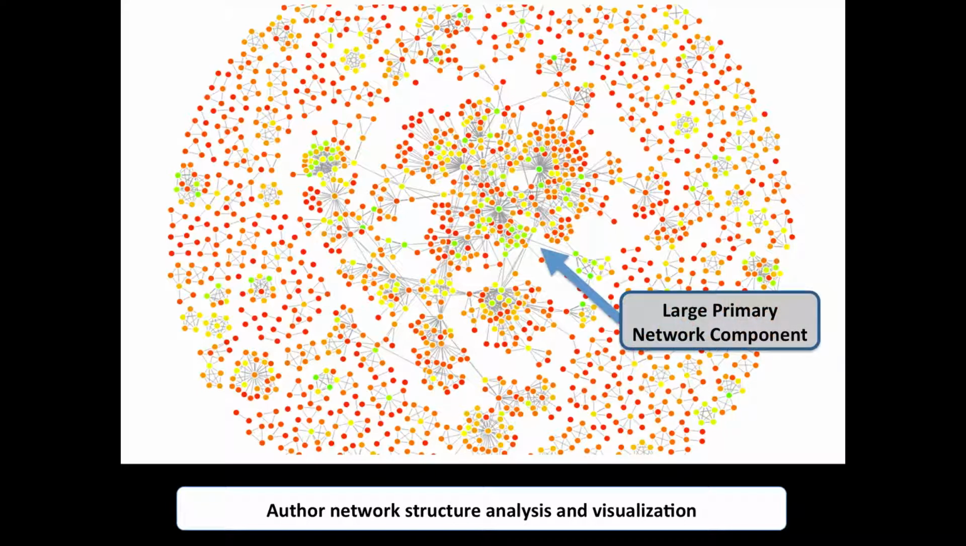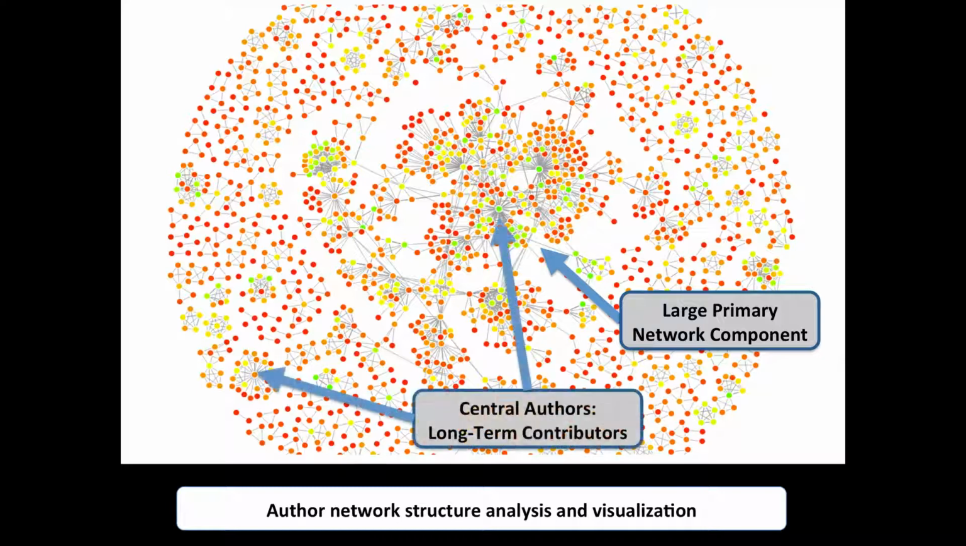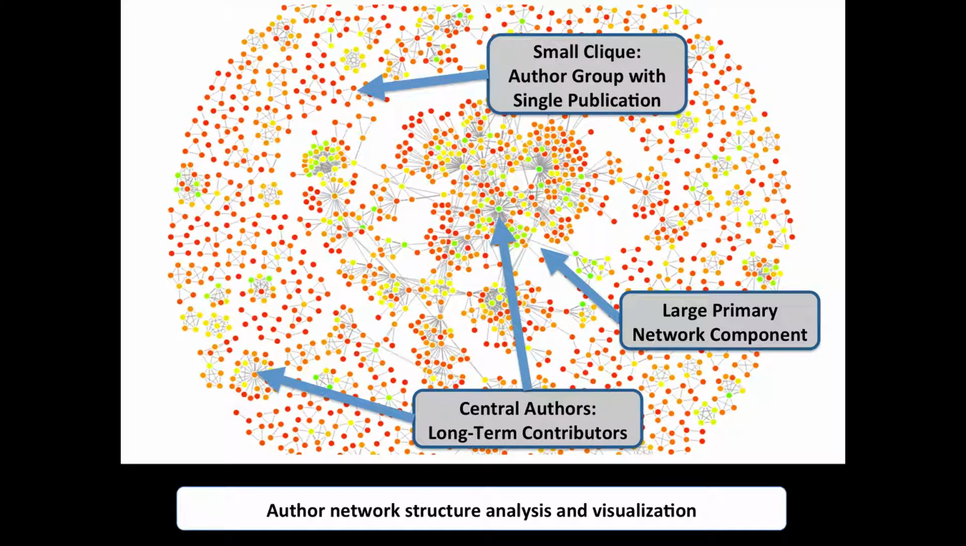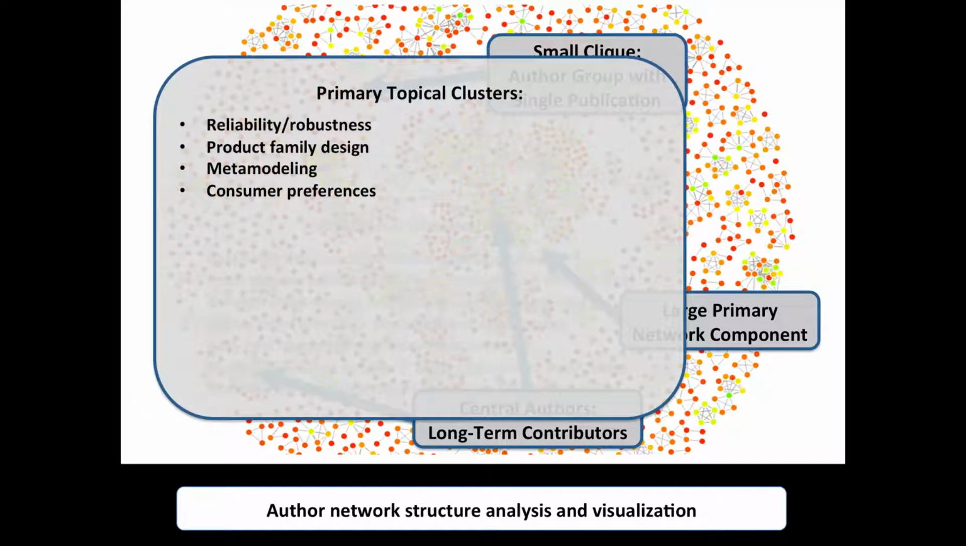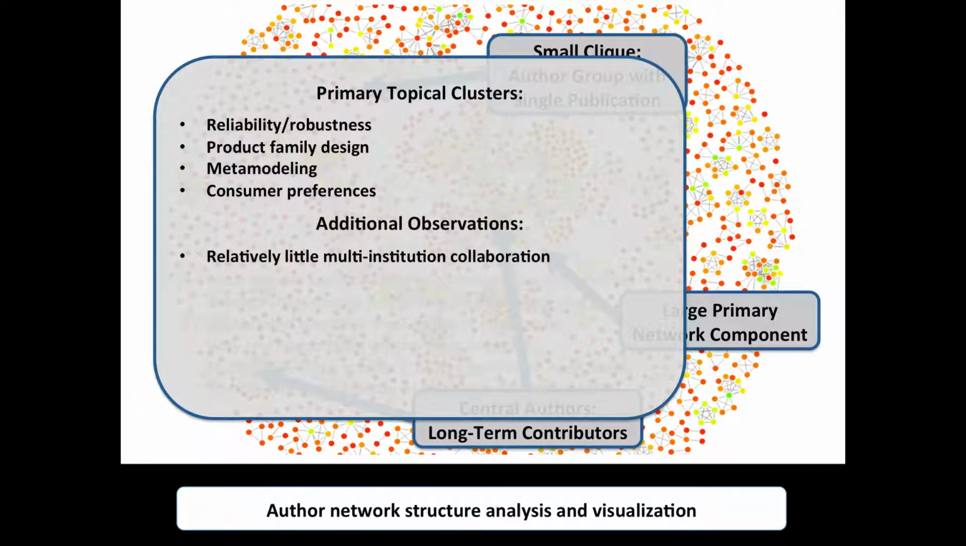For example, in the author network, there is a large primary connected component that includes many core contributors to the DAC community. It also includes a handful of other significant subcommunities with long-term contributors. But the author network also includes a large number of peripheral components that consist of authors who have submitted just one paper. 4 important topic areas were identified, and several additional observations were made.